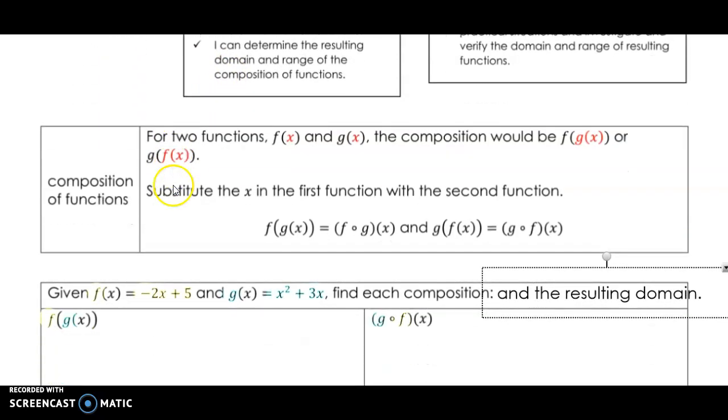So a composition of functions is basically when you plug one function into another function for its variable. So for example, if we had two functions, f of x and g of x, the composition would be one of two things. We could plug g of x into f of x, or we could go the other way and plug f of x into g of x. So essentially, we're substituting anywhere we see an x in the first function with the entire second function.